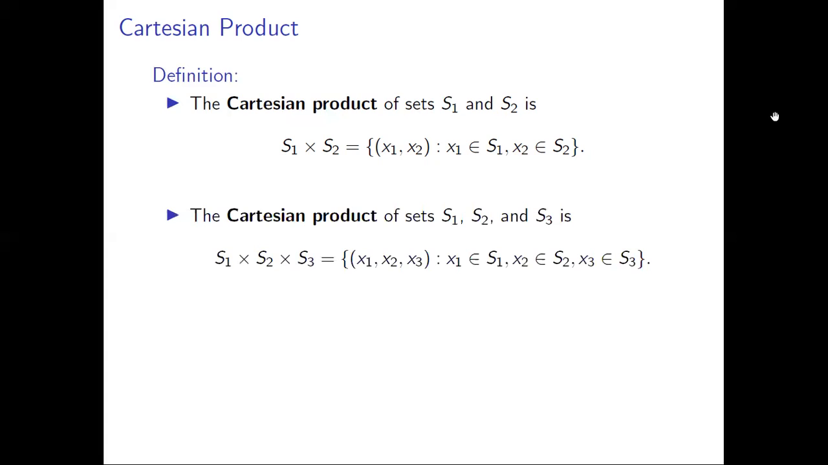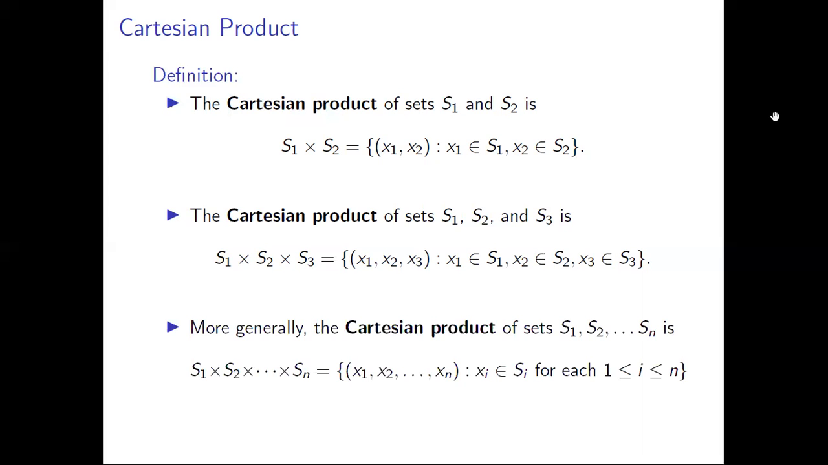Now, how about the Cartesian product of 3 sets? The Cartesian product of sets S1, S2, and S3 would be S1 cross S2 cross S3, which is the set of all ordered triples, x1, x2, x3, such that x1 is an element of S1, x2 is an element of S2, and x3 is an element of S3. So we're creating all possible lists of length 3, right? Ordered triples, where the first item in the list comes from S1, the second item in each list comes from S2, and the third item in each list comes from S3.